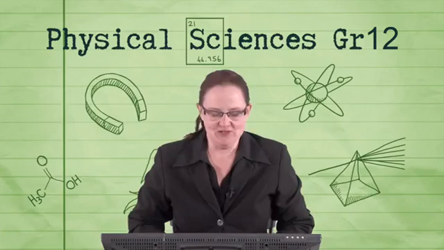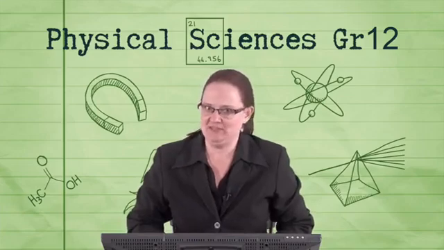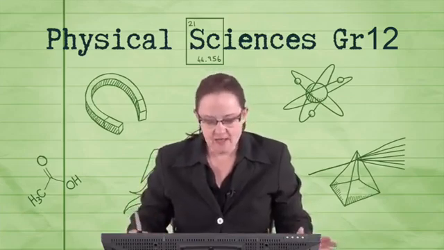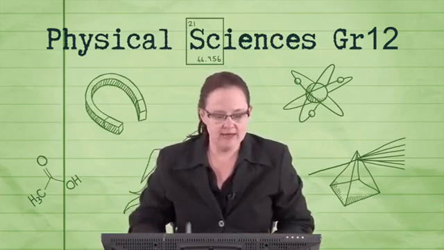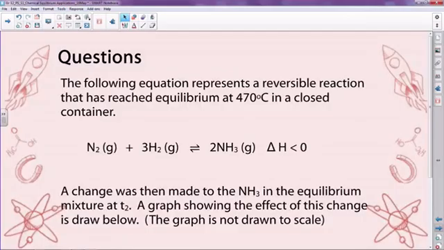Okay, welcome back, grade 12s, and now we get into the nitty-gritty. Okay, so here's the equation, and then I'm going to show you the graph. Okay, and it says the following equation represents a reversible reaction that has reached equilibrium at 470 degrees Celsius. That is important because remember, your Kc value is temperature dependent. So it's very likely we're going to have a Kc something along the way.